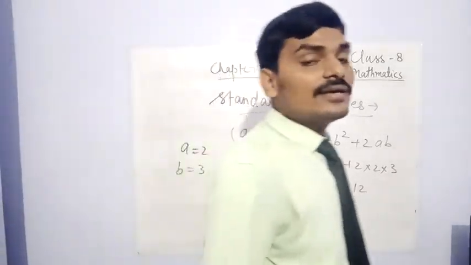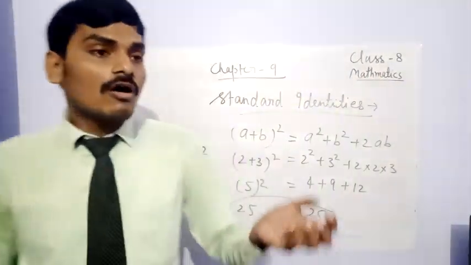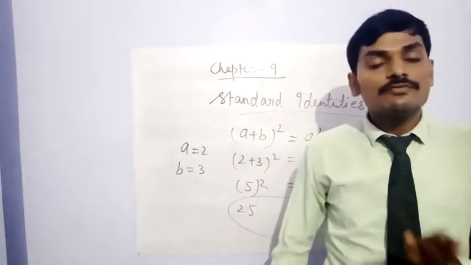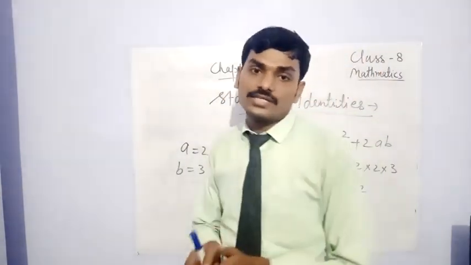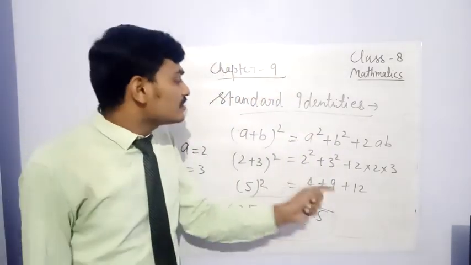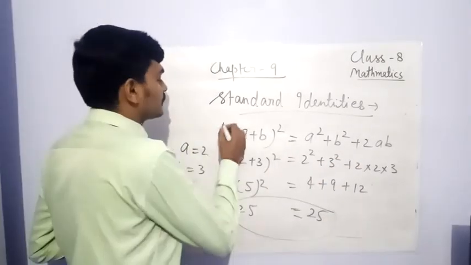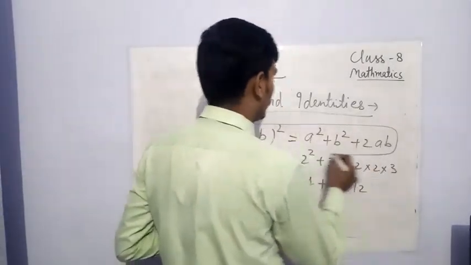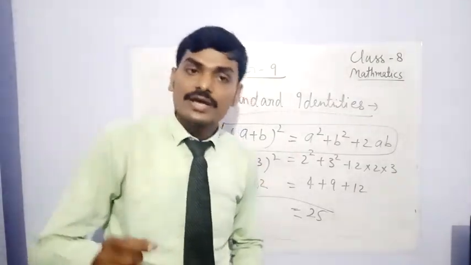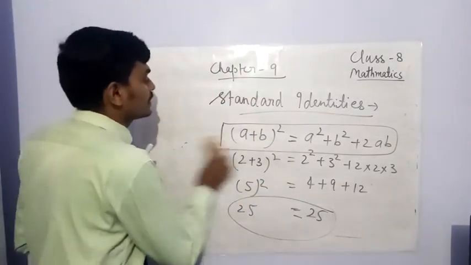So an identity is that equation in which all the values of the variables follow, and after solving we will find LHS, that is left hand side, equal to the right hand side. So this is known as an identity. So a plus b whole square equal to a square plus b square plus 2ab is known as an identity. Some more identities are given.